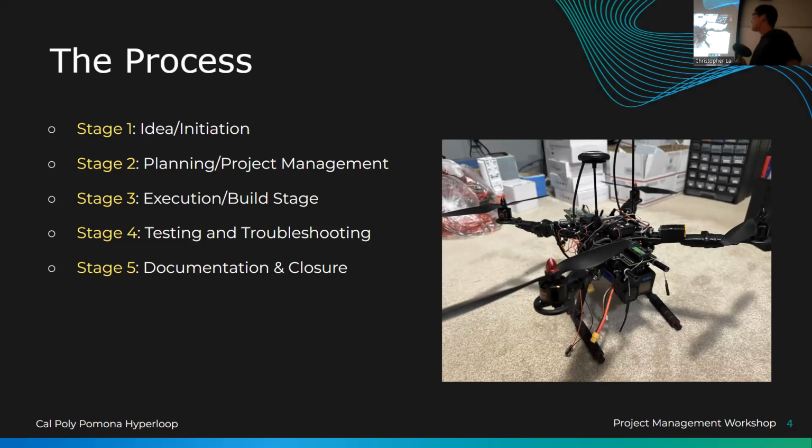Stage 2, I planned this project by creating a bill of materials and a Gantt chart to see how much money it would take me. This thing is about $1,000, by the way. Stage 3 is the execution build stage. This stage didn't take me too long, about a month or two. Stage 4 took me about a year and a half.